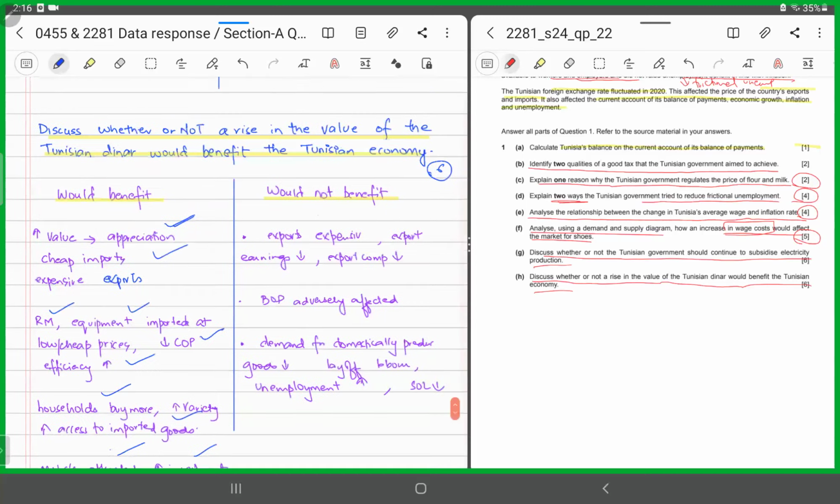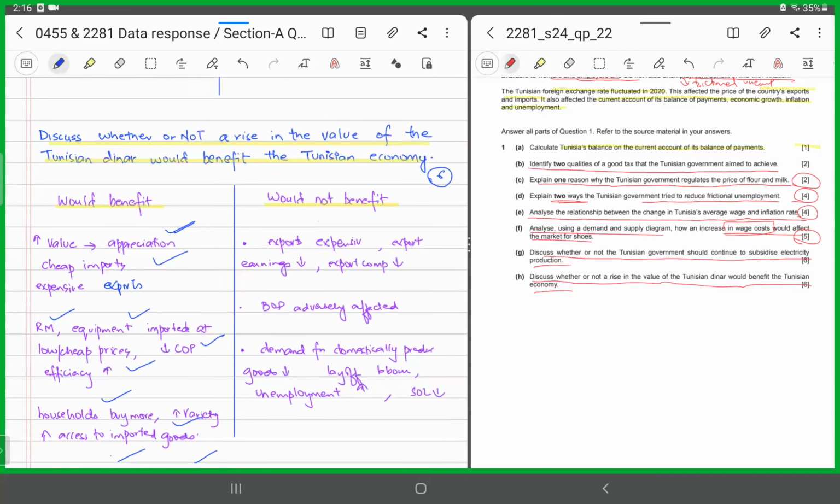Why? Because when your exports are getting expensive, your exports are losing their export competitiveness. And as a result, your country would witness a fall in its export earnings and your balance of payments would be adversely affected. Why? Because imports would rise and exports would fall. So the current account situation would worsen. And it could be that the current account balance would move further into a deficit situation, right?